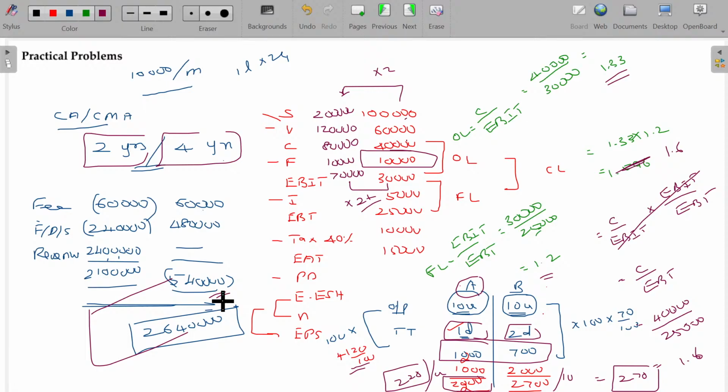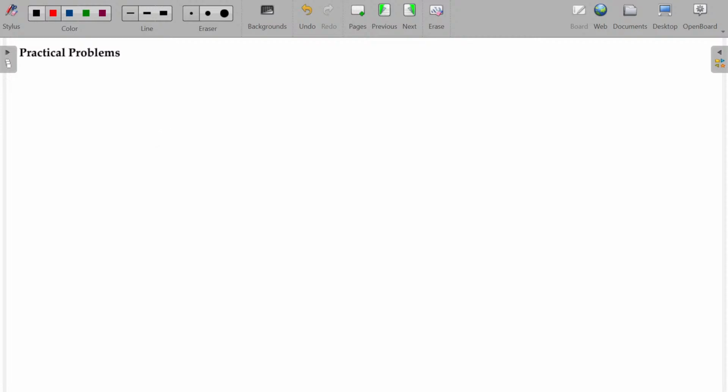In this operating leverage, sales minus variable cost gives contribution. From there, you can subtract the fixed cost to get the EBAT. Okay. Now what happens? Sales being 1000 rupees, variable cost being 600, contribution being 400, fixed cost being 250, EBAT being 150.